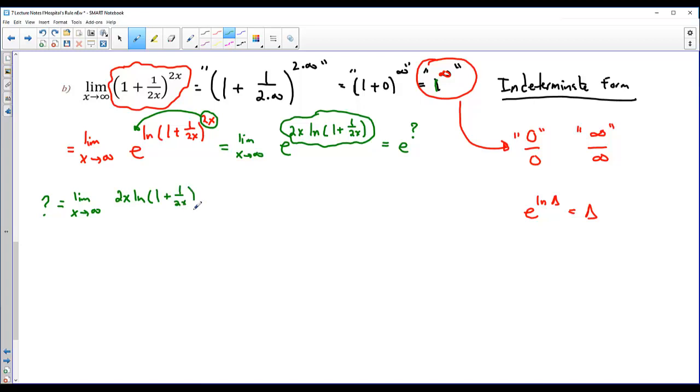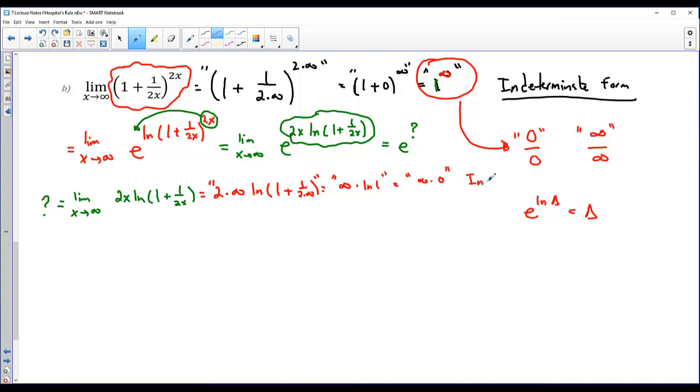So now let's reevaluate our limit here. Let's see what we have. If you plug in infinity, what happens? Let's just plug it in, nice and slow. You get 2 times infinity times ln of 1 plus 1 over 2 times infinity, which is equal to, you're going to get infinity first, because 2 times infinity is like infinity. And then you have ln of 1 plus 0, so ln of basically 1. And we know what ln of 1 is. ln of 1 is 0. So you get infinity times 0. Oh, this is nice. It is still an indeterminate form.